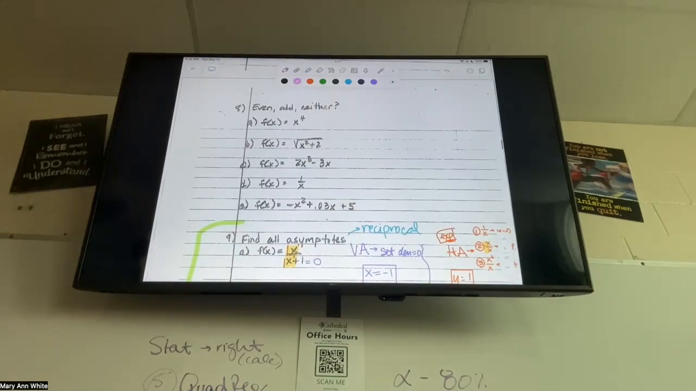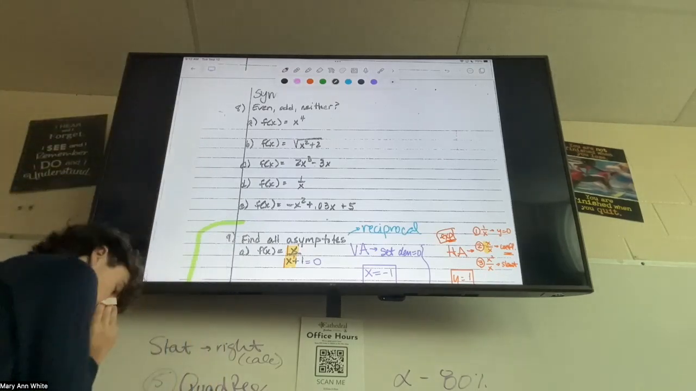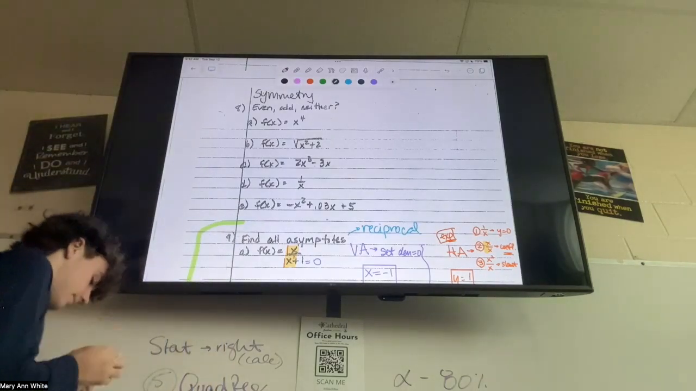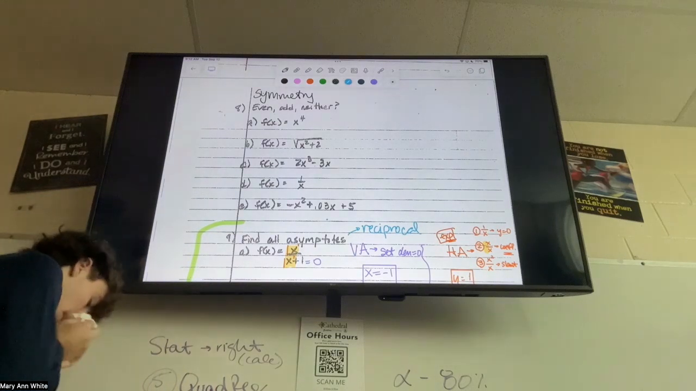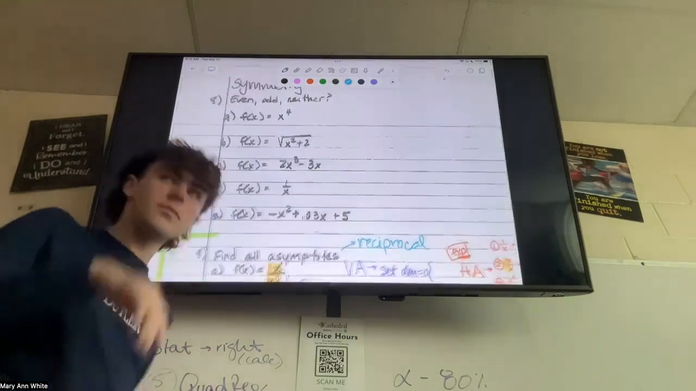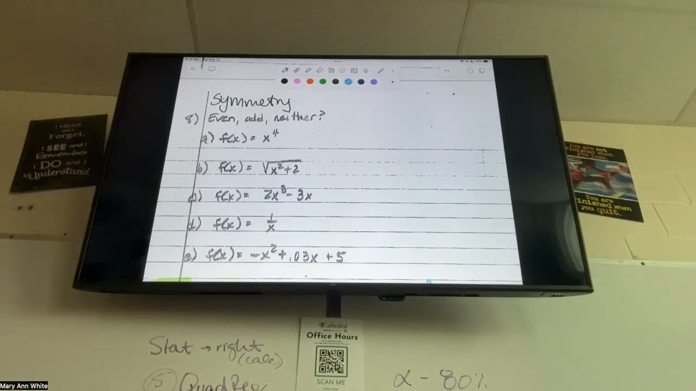Okay. So number 8 says even, odd, or neither, and this is more of our symmetry. If we look at this first one, it says f of x equals x to the fourth, okay? Whenever we do this, we are going to plug negative x into our equation, and we're going to see what happens. Every single time we're going to plug negative x in and see what happens.